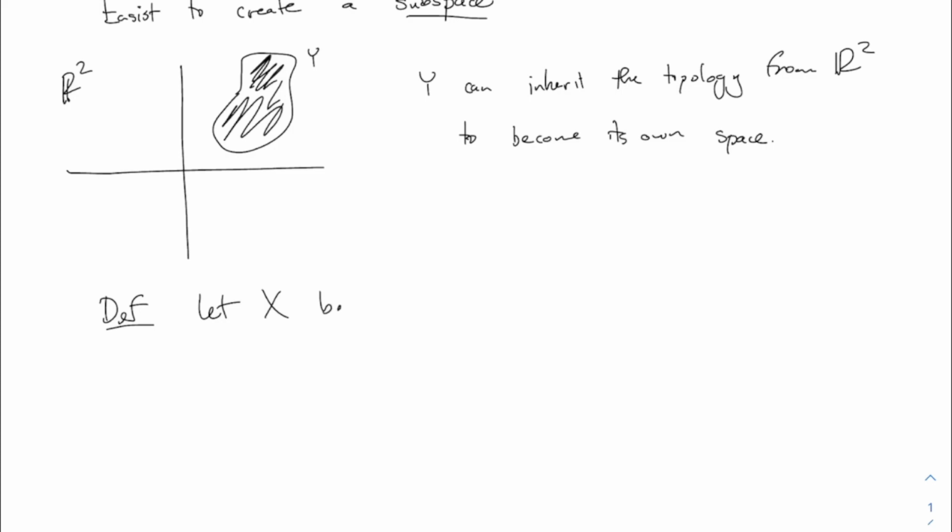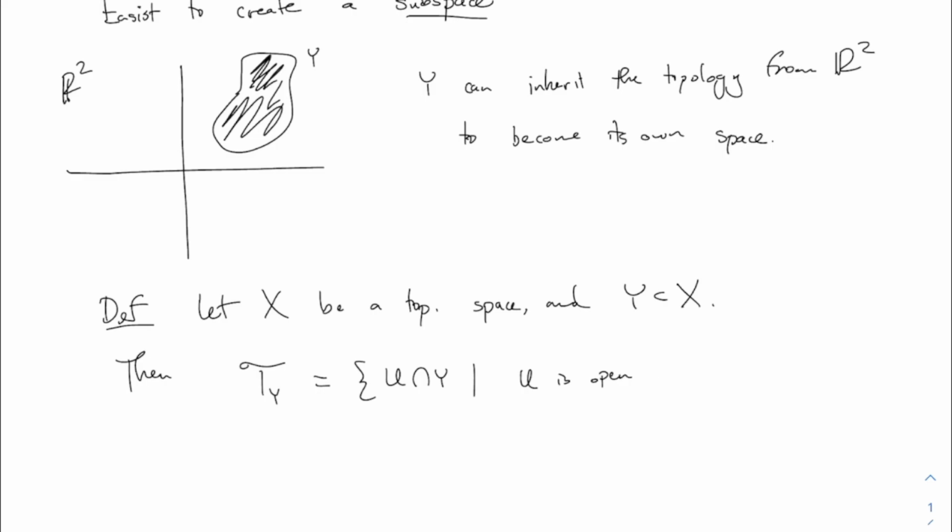So let X be a topological space, and Y is a subset of X. And then I'm going to tell you how you can make a topology on Y. So then we say, I'll call this T sub Y. You imagine you already have some topology for X, some bunch of open sets on X. Then the topology on Y is defined to be U intersect Y such that U is open in X.